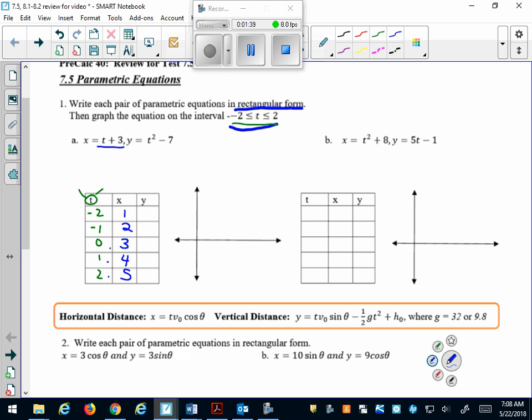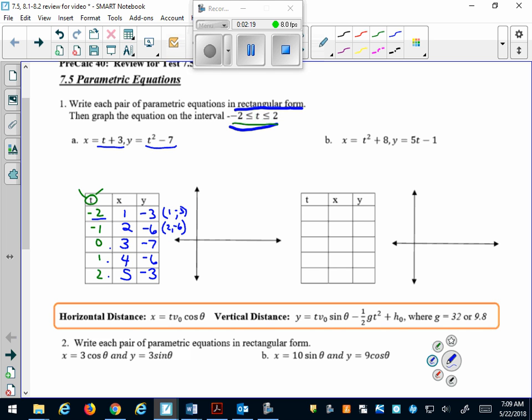For y, we plug in t to this equation. So -2 squared is 4, minus 7 is -3. -1 squared is 1, minus 7 is -6. 0 minus 7 is -7. 1 minus 7 is -6. And 2 squared minus 7 is -3 again. Now, when you put this on your graph, you're not graphing the t's. You're only graphing the x, y's. So each of these points, 1, -3 will be on our graph. 2, -6 will be on our graph, etc.